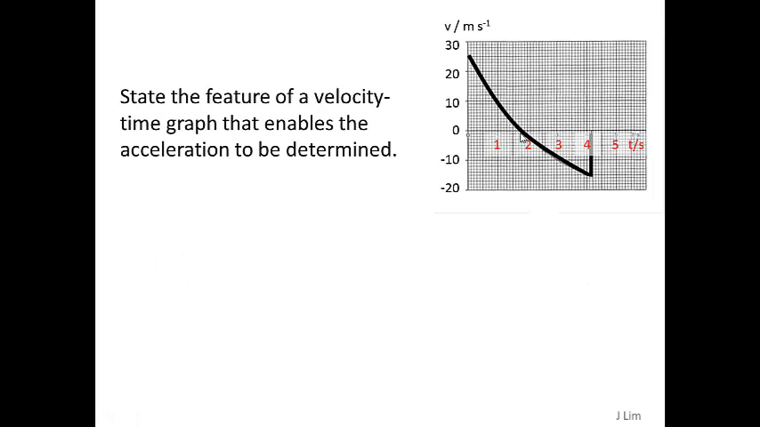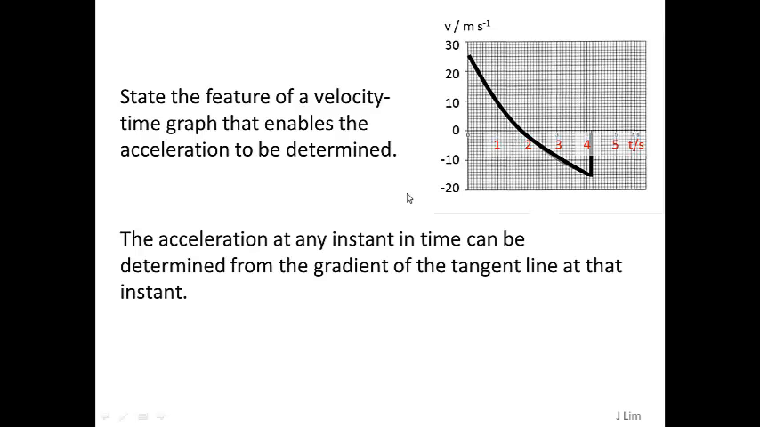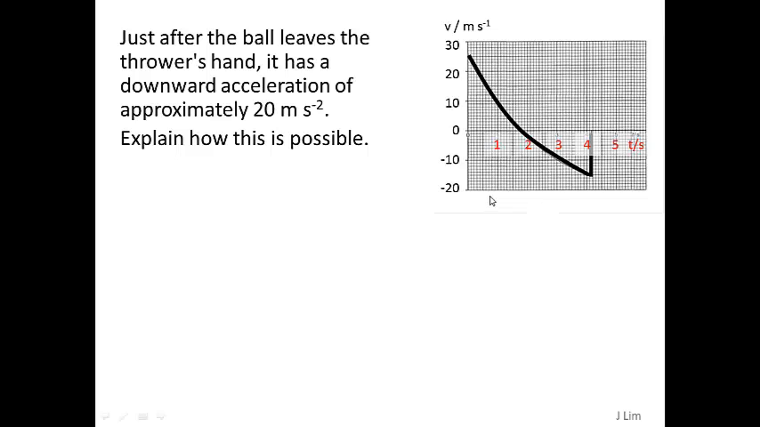State the feature of a velocity time graph that enables the acceleration to be determined. The acceleration at any instant in time can be determined from the gradient of the tangent line at that instant. Just after the ball leaves the thrower's hand, it has a downward acceleration of approximately 20 meters per second squared. Explain how this is possible.